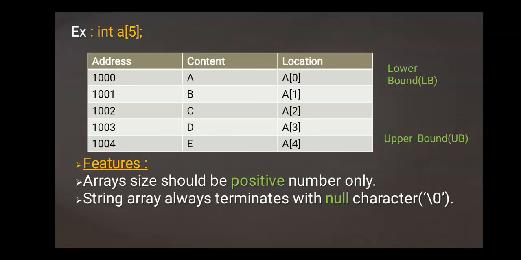1000, 1001, 1002, 1003, 1004. These are the 5 addresses for the given array. Content A, B, C, D, E, and the locations we represent like a[0], a[1], a[2], a[3], a[4]. Where a[0] is the lower bound LB and a[4] is the upper bound UB. The features: array size should be a positive number, and a string array always terminates with the null character.